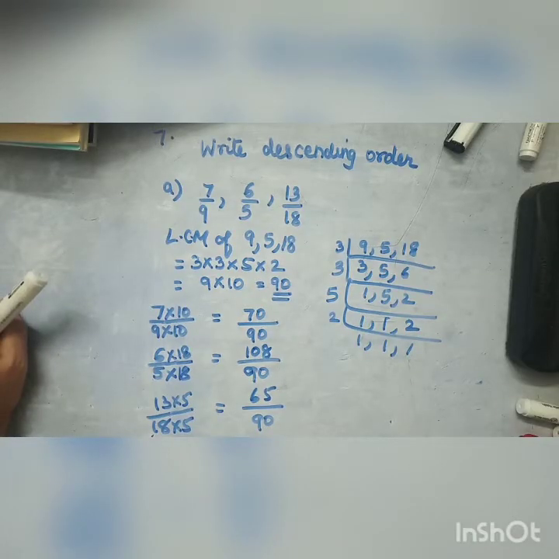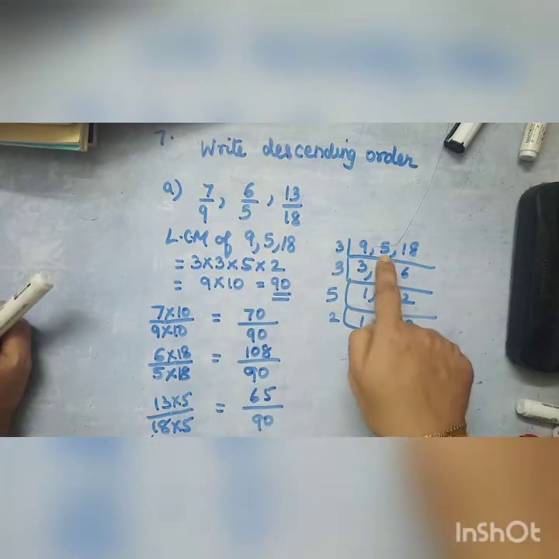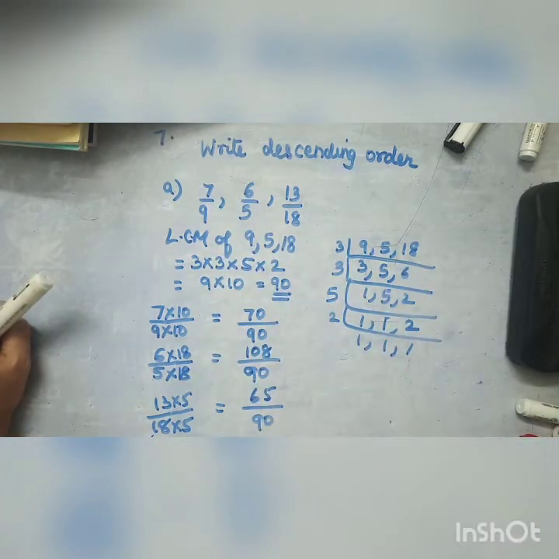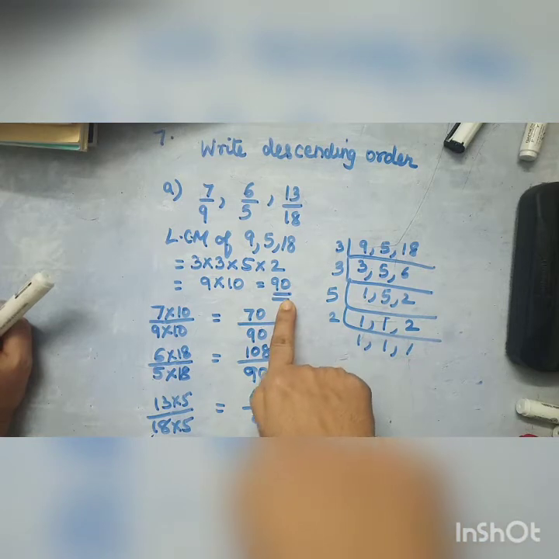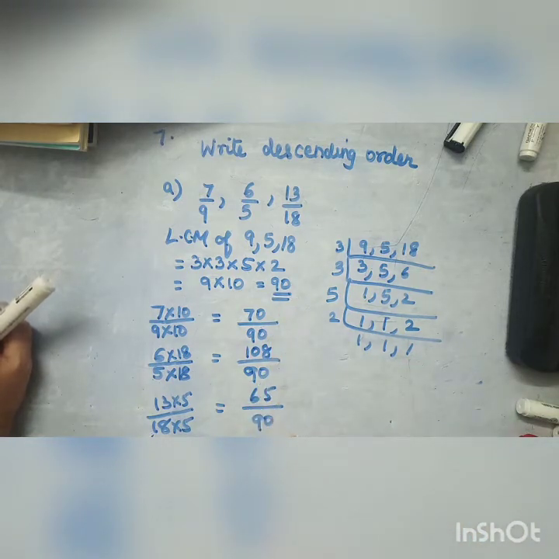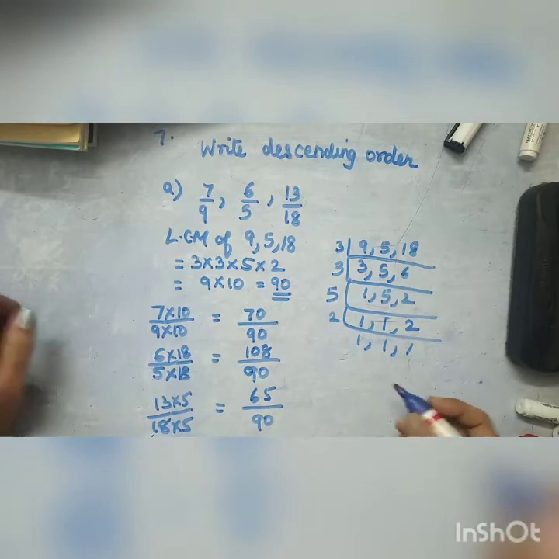Now see, we are going for the question number 7th. Here we need to arrange the series into a descending order. Descending order means big to small. Now again the same method we have followed. We have taken the LCM of all the denominators. So as such LCM we got as 90. Now see, I have made these unlike fractions into like fractions. Now we can compare it easily.